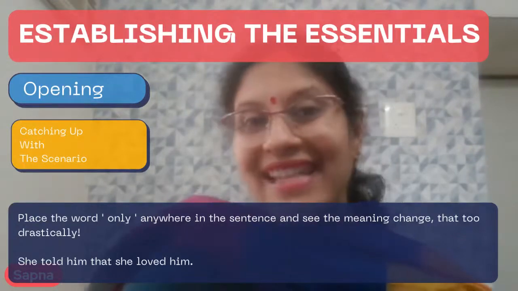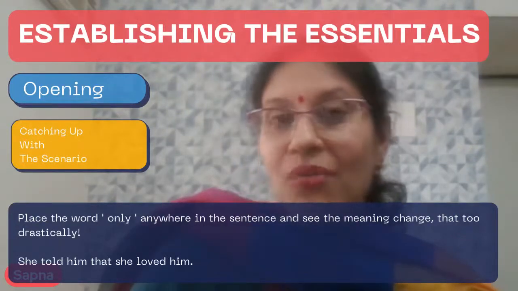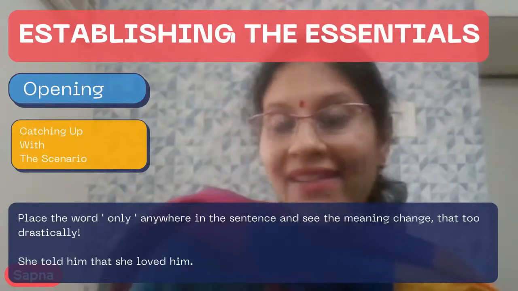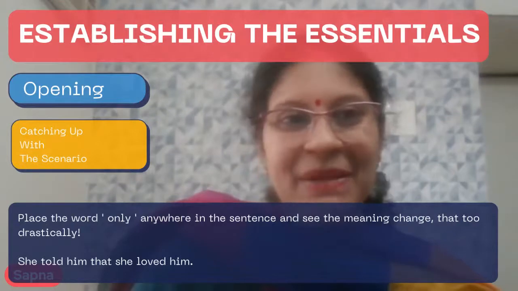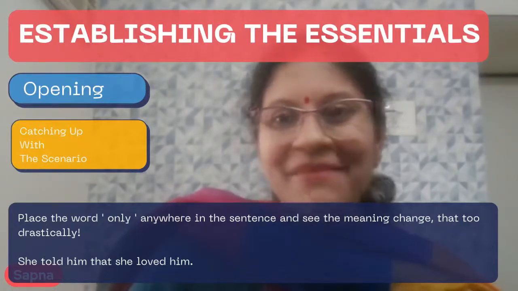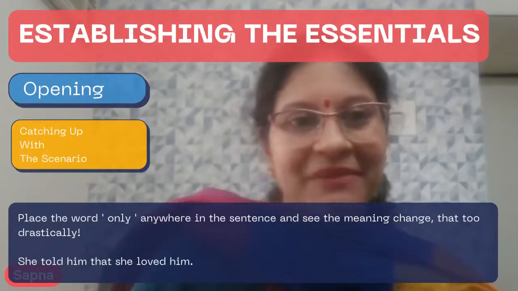Now let us look at the examples. You can place the word only anywhere in the sentence and it's going to change the whole meaning of the sentence. Yes? Not sure about this? Let me show it to you in our next slide. Here it comes.